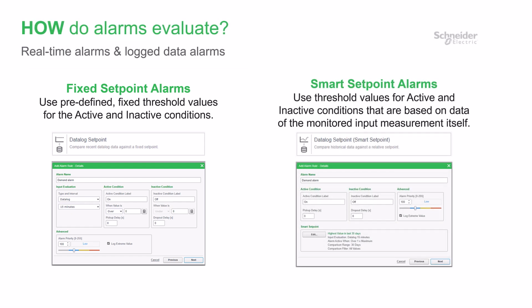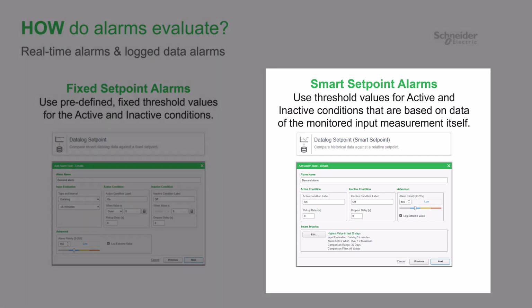EcoStruxure Power Monitoring Expert offers also another way to define the set point. Smart set point alarms allow to use a statistical approach to continuously calculate the threshold values. This is a very useful way of capturing abnormal energy consumptions, which do not follow a general pattern. For example, an alarm can be triggered every time when aggregated daily energy consumption exceeds the average value for a given day of week by a defined range. Please note that the Smart Set Point Alarms feature is exclusively available for software alarms based on logged data.